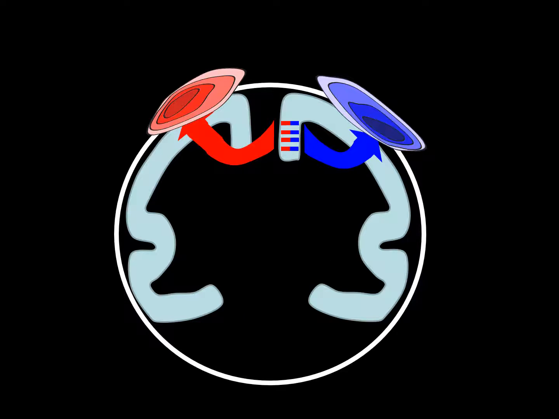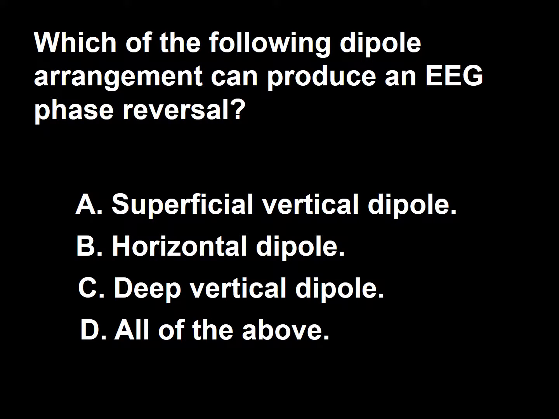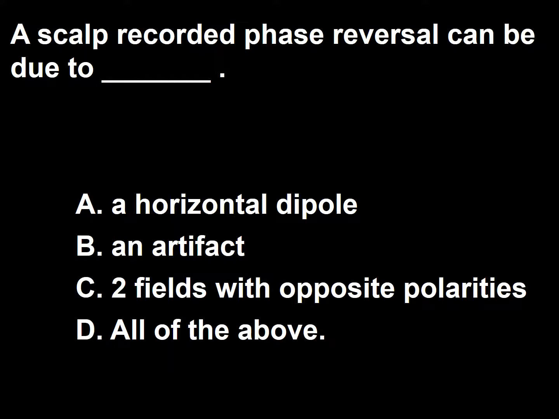This situation, that is a negative and a positive simultaneously occurring scalp field, occurs with generators in the interhemispheric cortex adjacent to the interhemispheric fissure, or on the walls of the convolutions, that is around the sulci or around the fissures. So the answer to this question is B, horizontal dipole.